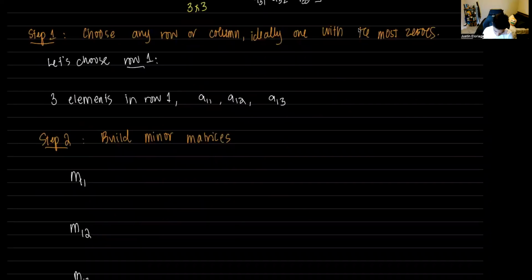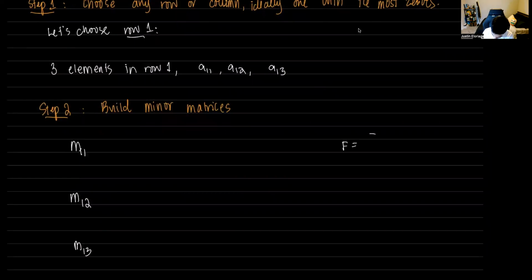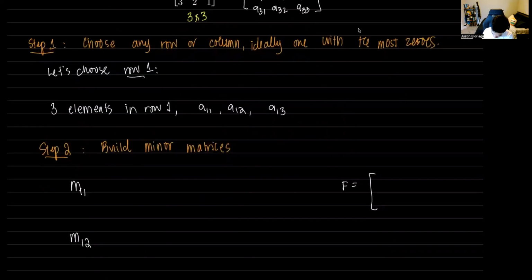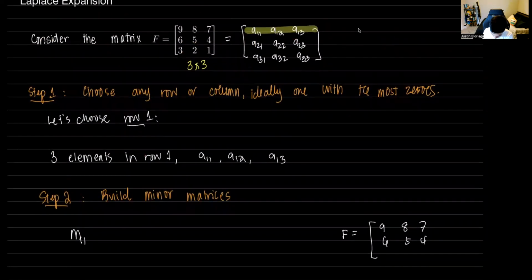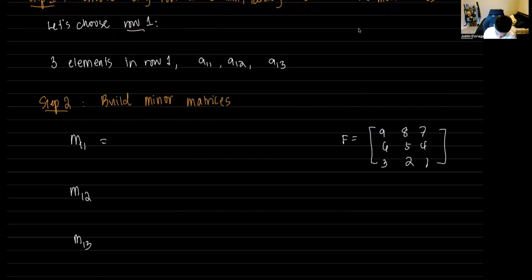Let me just rewrite matrix F here so that it's easier for us to do. We have here 9, 8, 7, 6, 5, 4, 3, 2, 1. M11 is the remaining part of the matrix wherein you delete column 1 and row 1. So let's take this out and this out, and what we're left with is 5, 4, 2, 1.